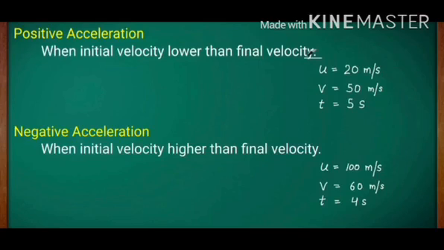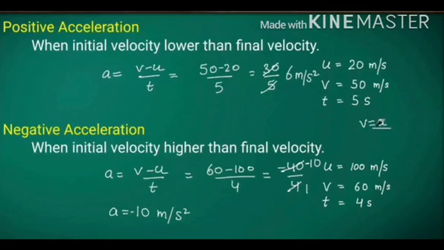See, I have taken an example to show positive and negative acceleration. Positive acceleration, when initial velocity is lower than final velocity: u is equal to 20, v is equal to 50 and t is equal to 5 seconds. Negative acceleration, when initial velocity is higher than final velocity. In this, the initial velocity is equal to 100 meter per second, final velocity is 60 and the time taken is 4 seconds.